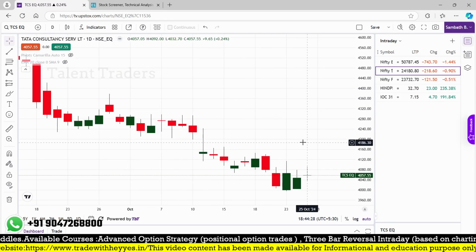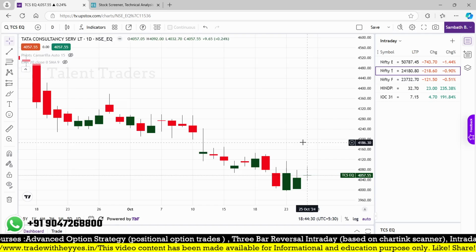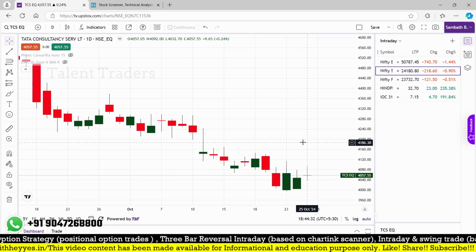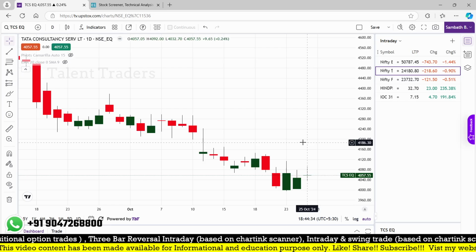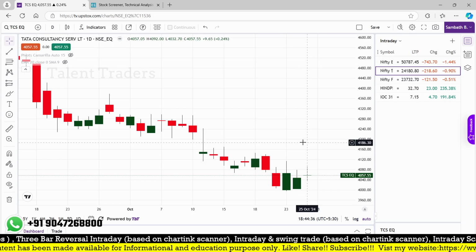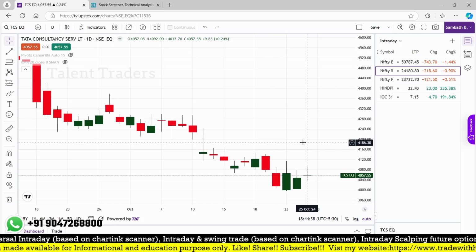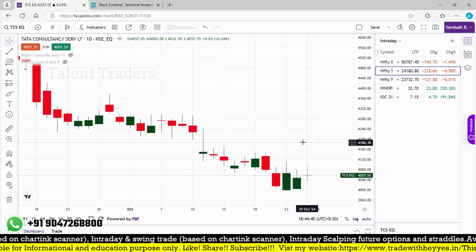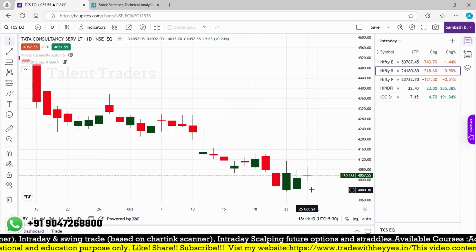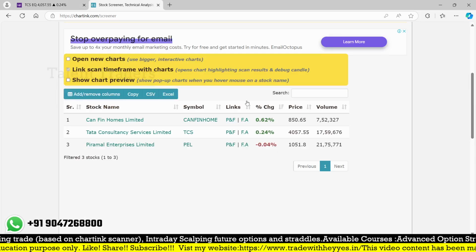So here for 4,757.05, 4,057.55. There is a variation between open and closing price of 50 paisa. So that percentage we consider this also a valid doji. So you can filter it out.